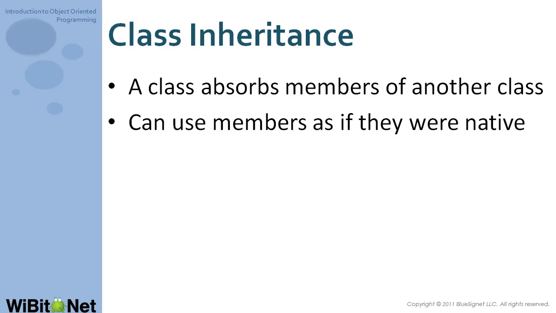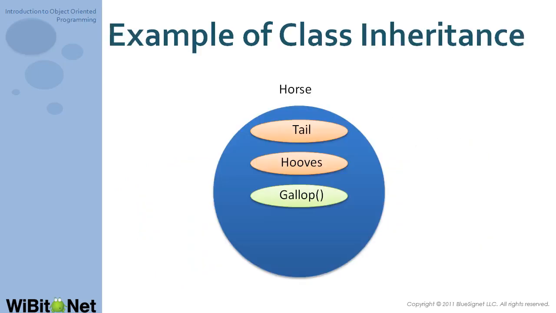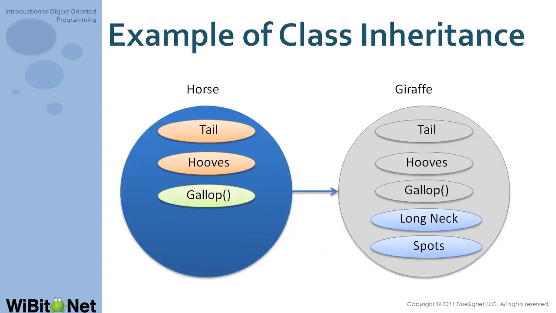Class inheritance. As we were just talking, it's when a class absorbs members of another object, and you can basically use these members as if they were native to you. So let's take a look at an example. Say we have a horse object. The horse has some attributes like a tail and hooves, and it has methods like gallop, the action of doing something. Now we want to create a giraffe. Well, we've already defined some of the elements of an animal that we want to use in a giraffe, like the tail, the hooves, and the ability to gallop.